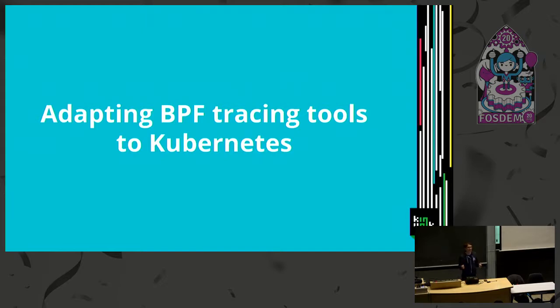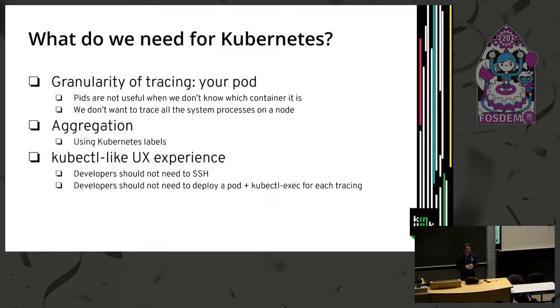Now I want to adapt it to Kubernetes. So what do we want for Kubernetes? We don't really want the user to SSH to a node. Usually the user doesn't really care about PIDs or cgroups, but they care about Kubernetes pods or Kubernetes labels. So you want to be able to select the thing to debug with a pod or the labels. And then the user experience should be something close to kubectl, which is the command line tool for Kubernetes, and not having to SSH on the node.